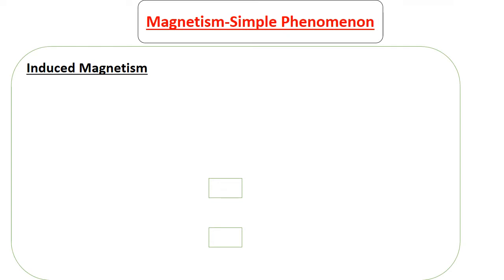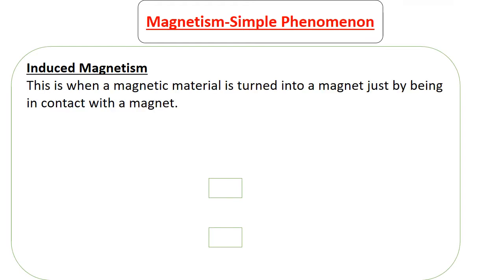Just like induced charge, there's also induced magnetism, where magnetism is induced into another magnet or material. Induced magnetism is just when a magnetic material is turned into a magnet just by being in contact with a magnet. Let's say we have this magnet here, then we get a steel nail. We put this steel nail close to the magnet. What's going to happen is this steel nail is going to be turned into a magnet also.